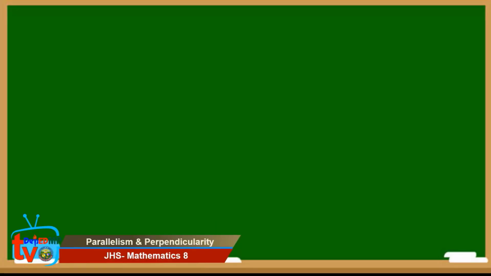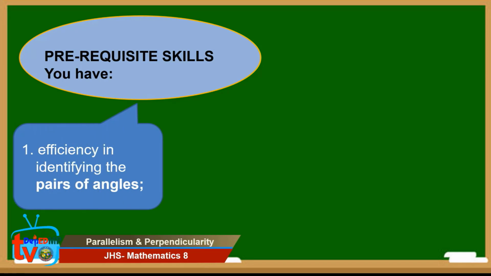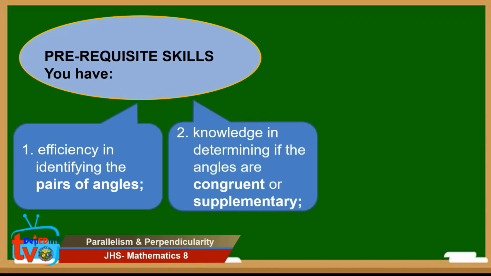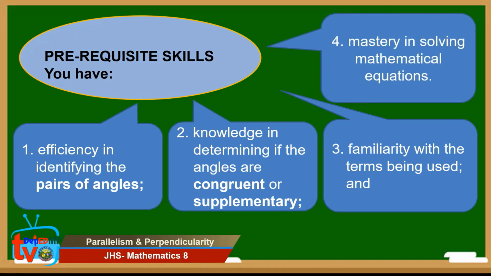To understand this lesson, it is expected that you have number 1, efficiency in identifying the pairs of angles and their relationships. Number 2, you have knowledge in determining if the angles are congruent or supplementary. Number 3, you have familiarity with the terms being used. Number 4, mastery in solving mathematical equations.